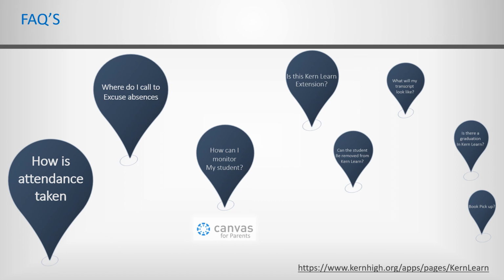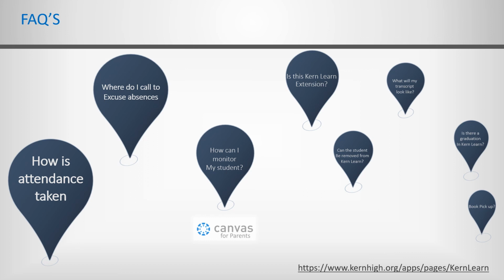Is Kern the same as Kern extension? No. Kern extension does not exist anymore. Kern is a blended mode of instruction. Students are able to make appointments with their teachers to receive extra help. And depending on the class that the student has taken, for example, if they're taking a science lab, they will be required to come in person and complete those labs. Can the student be removed from Kern? Yes, the student can be removed from Kern if they are not making adequate progress towards graduation.